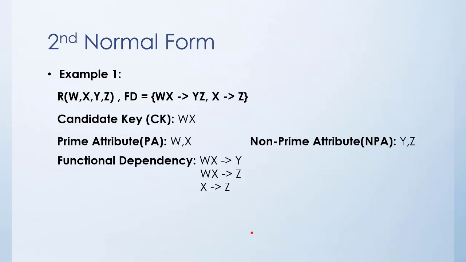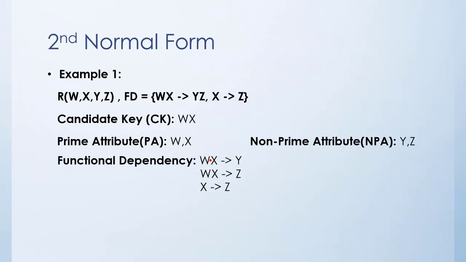The first example is R, a relation of W, X, Y and Z, where the functional dependency is given as WX determines YZ and X determines Z. Here we have already seen that the candidate key is WX, the prime attributes are W and X, and the non-prime attributes are Y and Z. Here I have written the functional dependency in decomposed form for your better understanding. You can see that this is a fully functional dependency, because removing W or removing X from this functional dependency, the functional dependency will not hold.